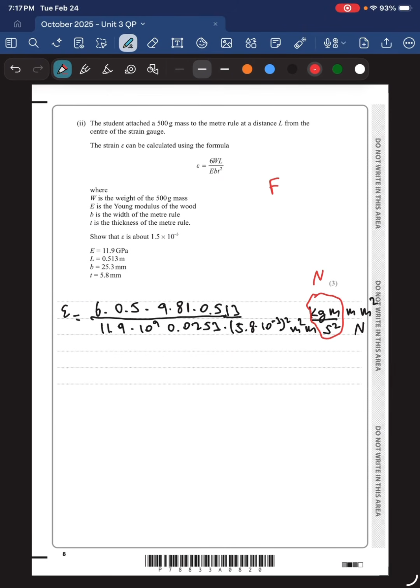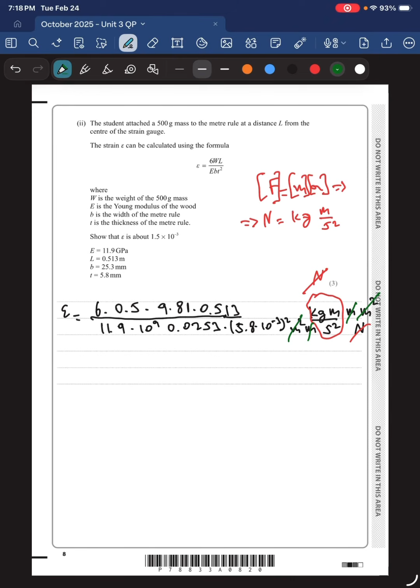Because F is ma, the units for F are the units for mass times the units for acceleration. So 1 Newton is 1 kilogram times meters per second squared. Okay, so newtons cancel. And then we also have another beautiful cancellation: meters and meters, meter squared with meter squared, and strain is dimensionless, as it should be.